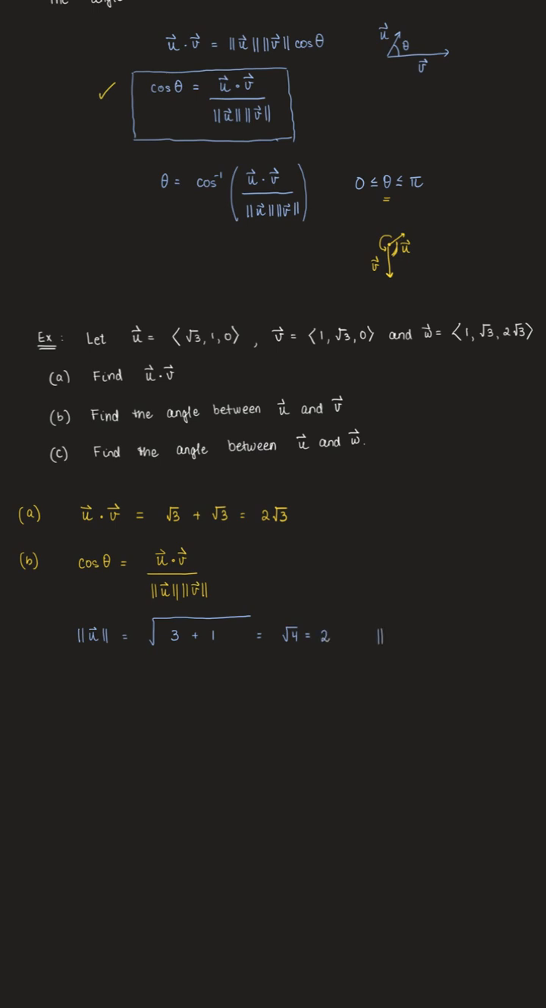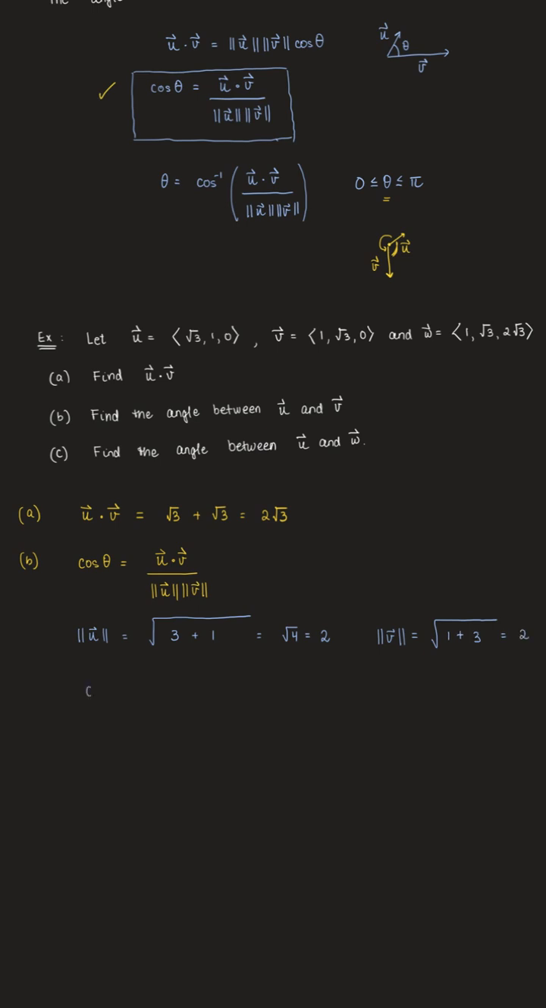And similarly, we can find the magnitude of v. That will be the square root. The first component of v is 1. 1 squared is 1, and root 3 squared is 3. So this is 1 plus 3. So we also get that the magnitude of v is 2.